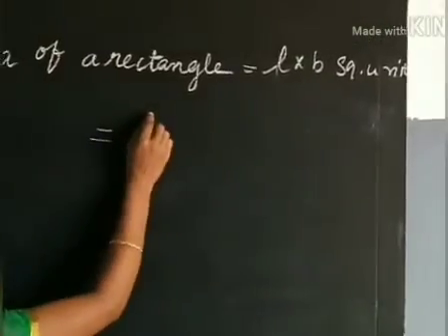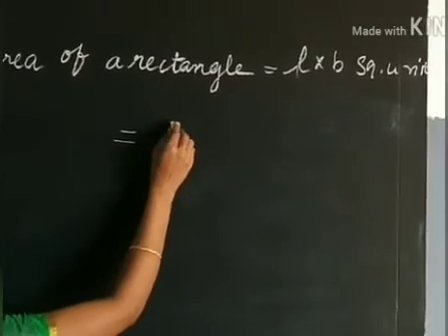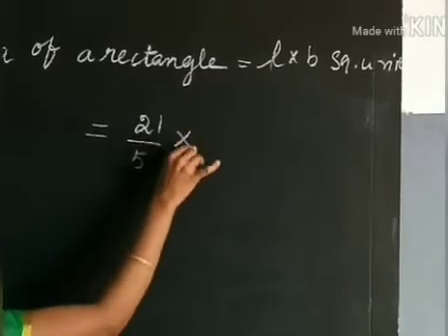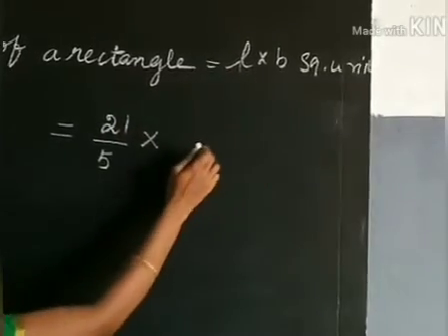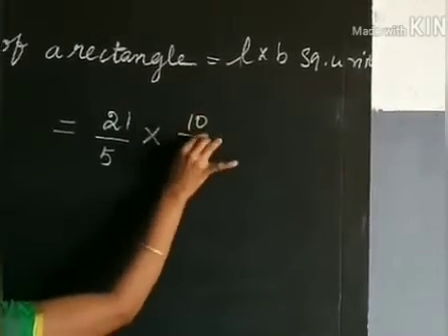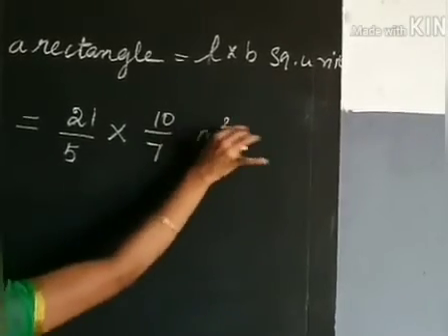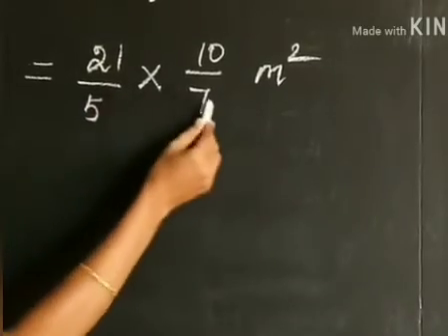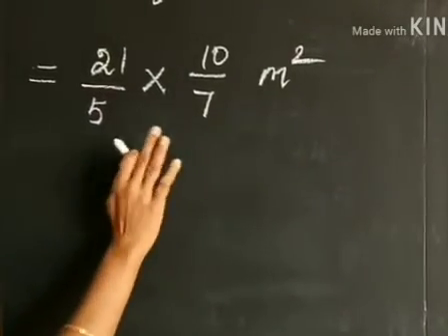So what is the length? We converted the mixed fraction into an improper fraction. We get the answer 21 divided by 5, into, that is length into breadth. What is the breadth? That is 10 divided by 7 meter square. And then we have to cancel this product of two fractions, simplify and get the answer.